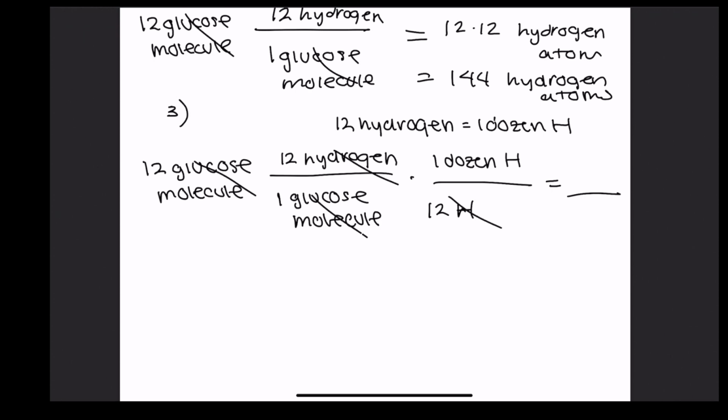So if I times it all out, 12 times 12 over 12 is equal to, cancel these 2 out, 12 dozen hydrogen. Alrighty.